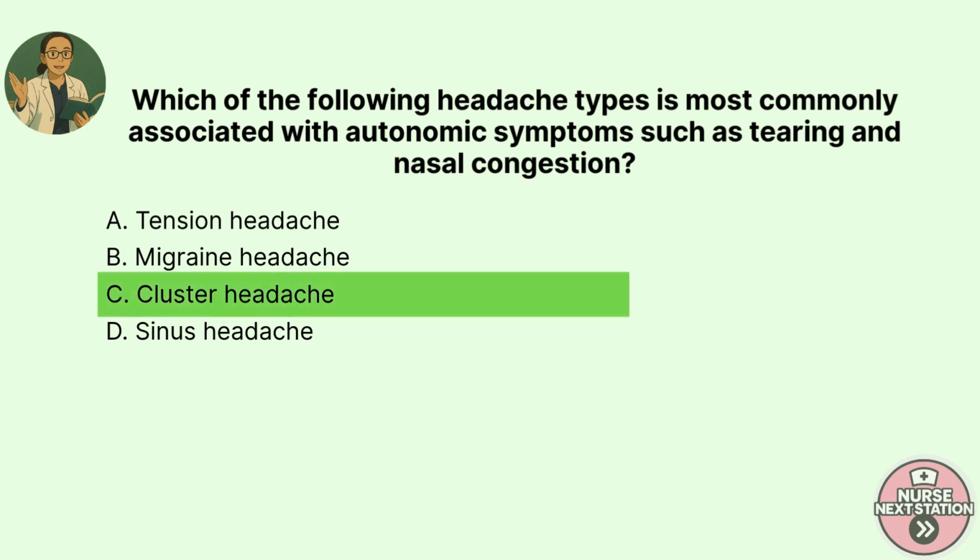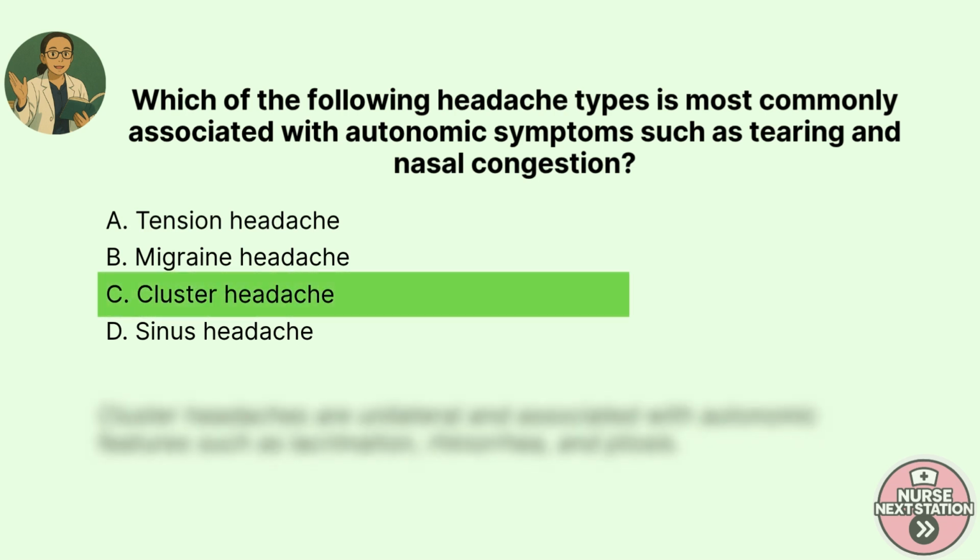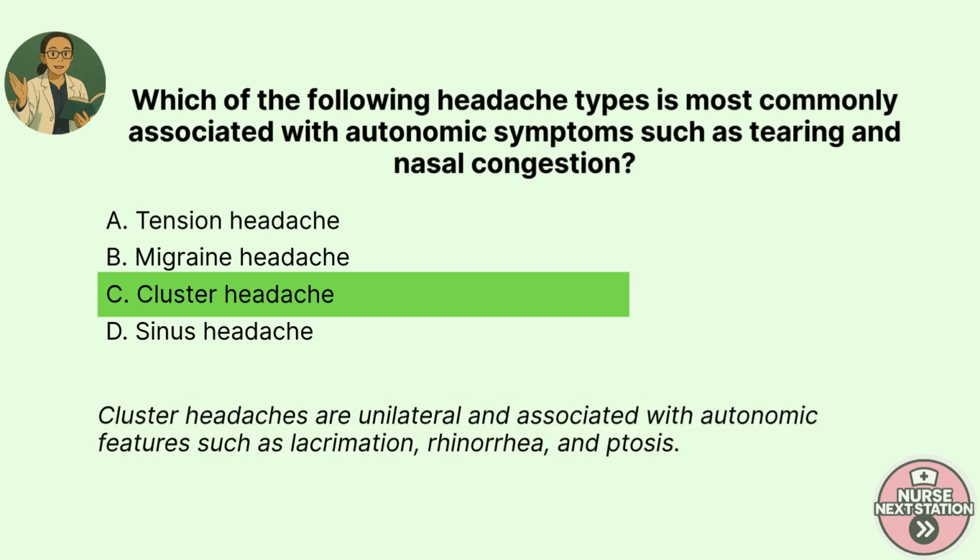The correct answer is letter C. Cluster headache. Cluster headaches are unilateral and associated with autonomic features such as lacrimation, rhinorrhea, and ptosis.